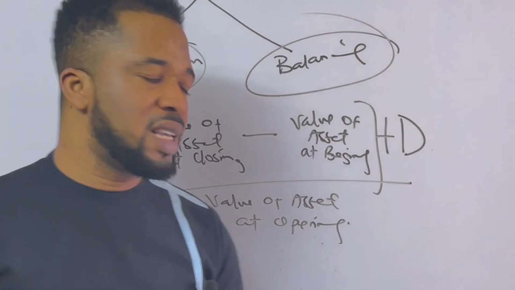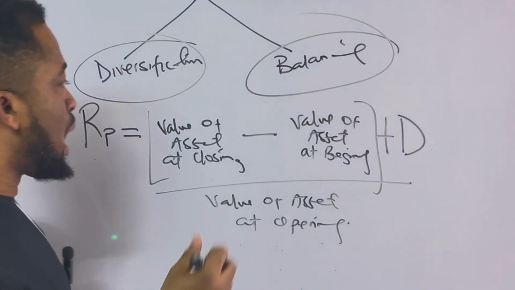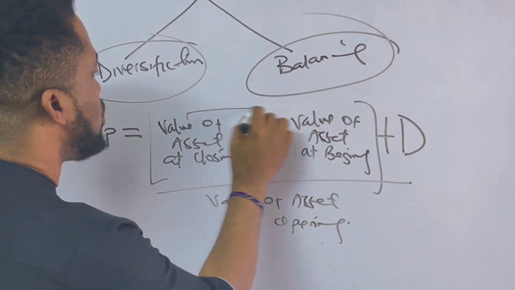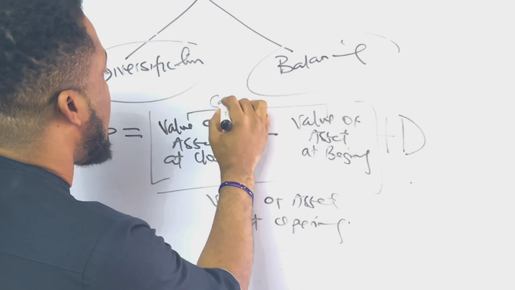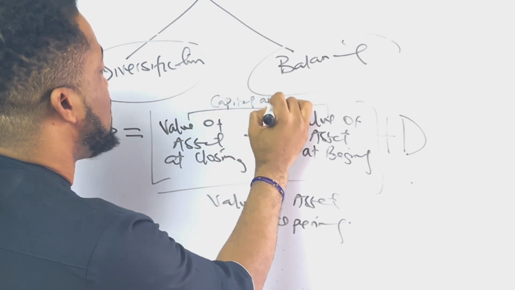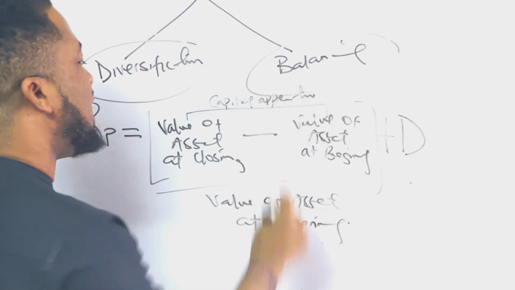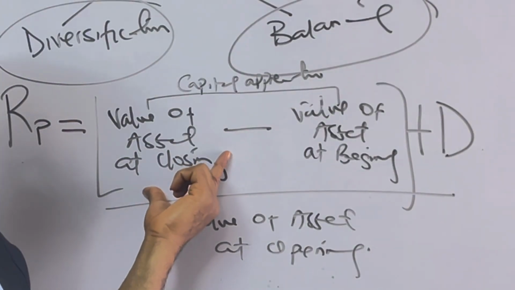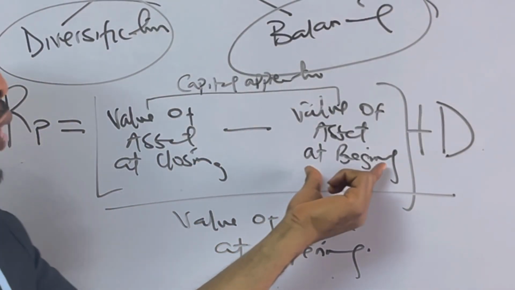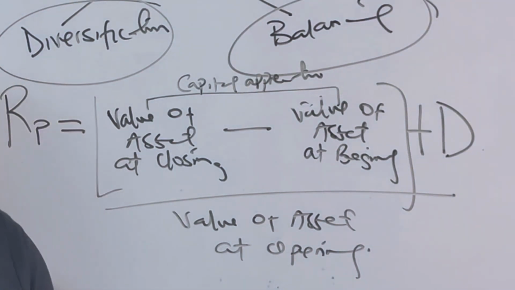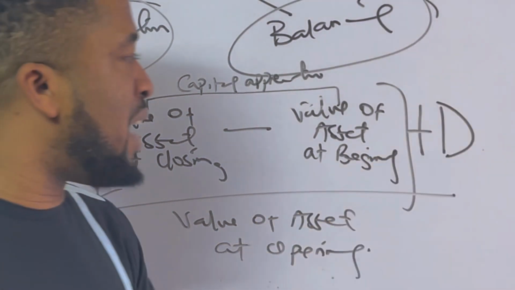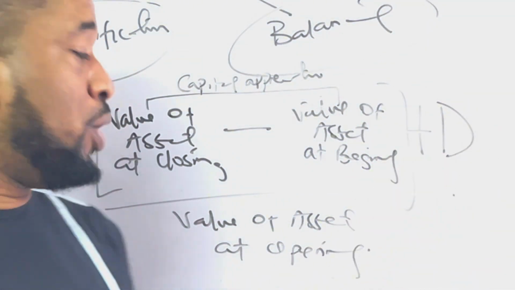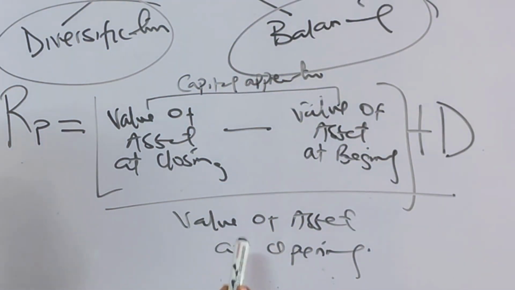All we have simply said is that I want to look at my capital appreciation. What I have here between this and this is what you call capital appreciation. Meaning I'm looking at the difference between the value of my investment at the beginning of the period and the value of the investment at the closing of the period, and then add whatever return that you have gotten over the holding period, then divide by the value of the opening asset, and that gives you the portfolio return.